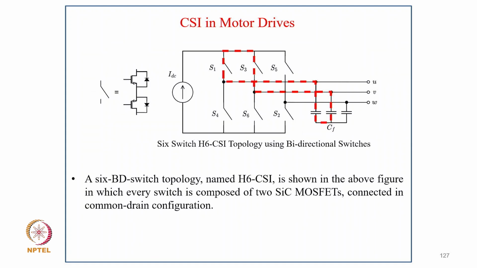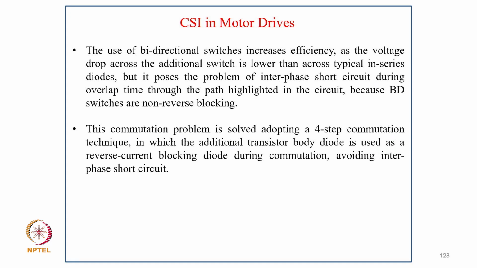And this is typically what you can call a 6-switch CSI topology with bidirectional switches. The six bidirectional switch topology, named HS6 CSI, is shown in the above figure, in which every switch is composed of 2 SiC MOSFETs connected in common drain configuration. The use of bidirectional switches increases efficiency, as the voltage drop across the switch is lower than across typical series diodes, but it poses the problem of interphase short circuit during the overlap time through the path highlighted in the circuit, because the bidirectional switches are non-reverse blocking.